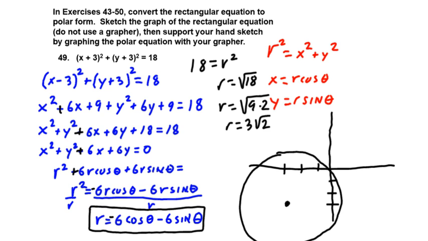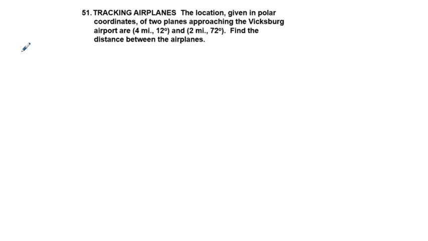Okay, the last odd-numbered problem is not the same type of problem. It's a word problem. The locations, given in polar coordinates, of two planes approaching Vicksburg Airport are 4 miles, comma 12 degrees, and 2 miles, comma 72 degrees. So remember, we have r cosine theta equals x, and r sine theta equals y.